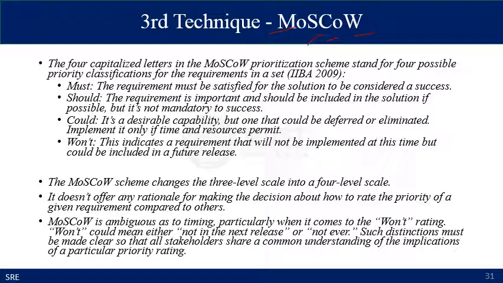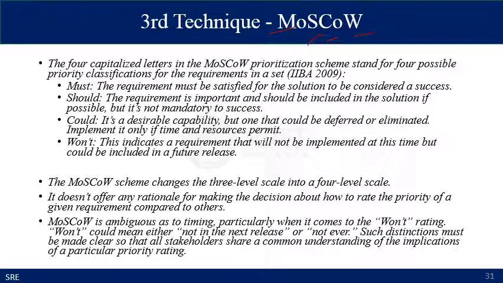Should requirements are important and should be included in the solution if possible, but are not mandatory for success. Could requirements are desirable capabilities, but if you do not include them and defer them to a later release, you can still go ahead with successful product development. Want requirements are unnecessary requirements that will not be implemented at this time but could be included in future releases. The MoSCoW scheme changes the three-level scale into a four-level scale. It does not offer any rationale for making decisions about how to rate the priority of a given requirement compared to others.